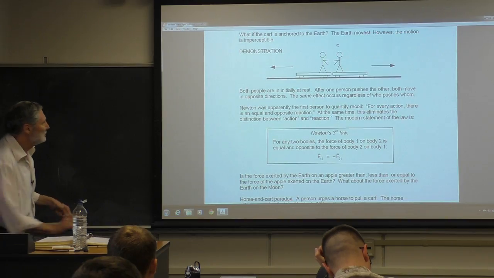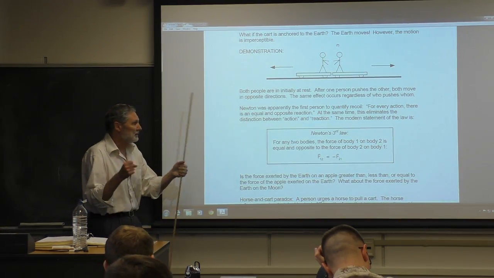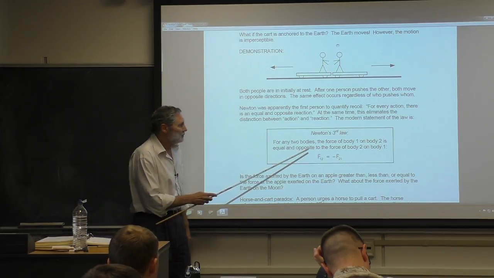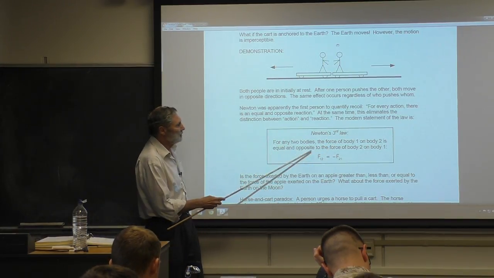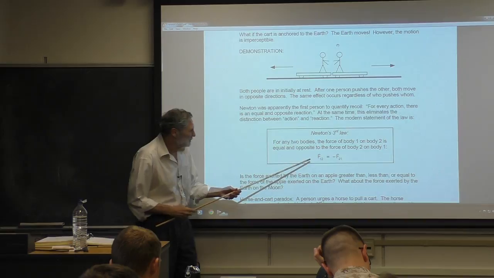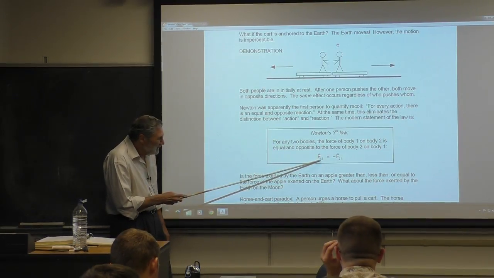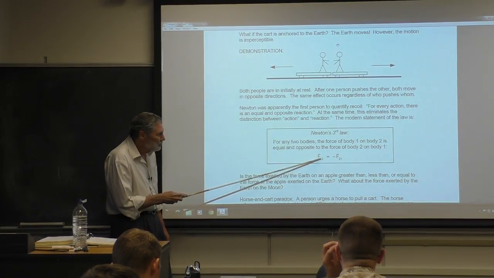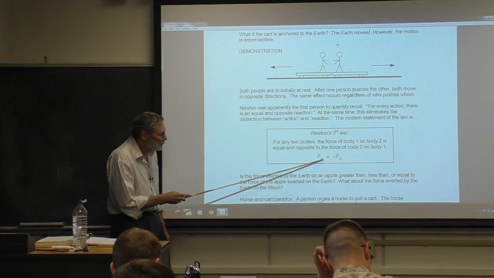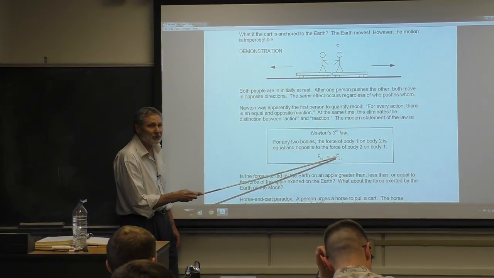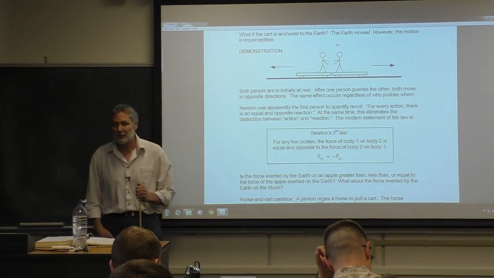So here's the modern way of saying it. For any two bodies, the force of body 1 on body 2 is equal and opposite to the force of body 2 on body 1. We'll use this notation here. F12 means the force of 1 on 2. F21 means the force of 2 on 1. So they're equal and opposite.